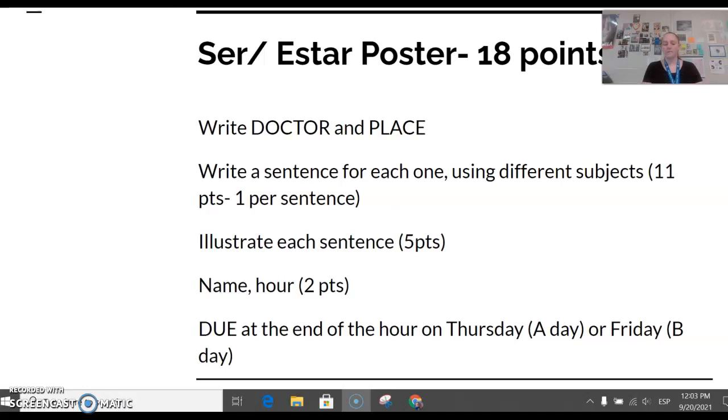Okay? Make your pictures pretty. There will be art supplies up here, probably over here on my desk next to my phone. If you have any questions, let me know.